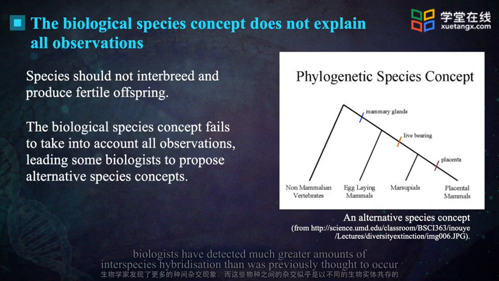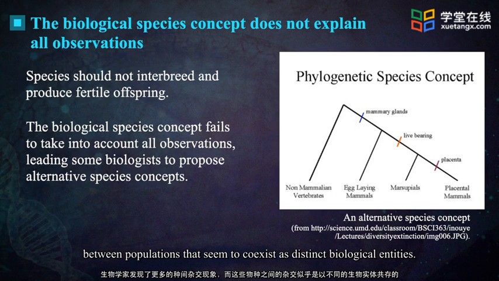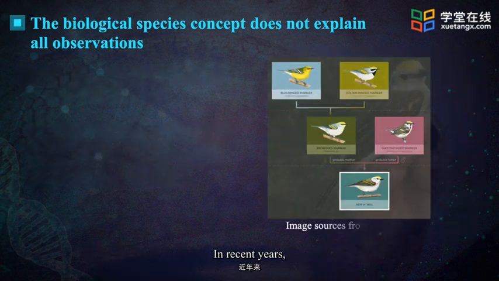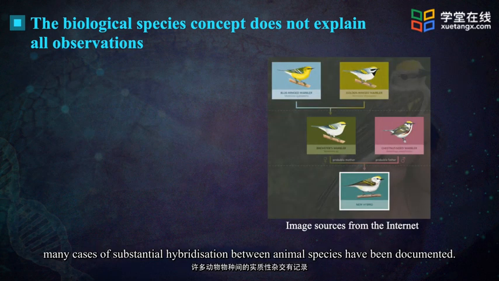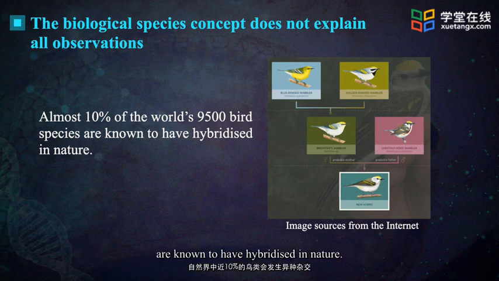By definition, under the biological species concept, species should not interbreed and produce fertile offspring. But in recent years, biologists have detected much greater amounts of interspecies hybridization than was previously thought to occur between populations that seem to coexist as distinct biological entities. In recent years, many cases of substantial hybridization between animal species have been documented. One survey indicated that almost 10% of the world's 9,500 bird species are known to have hybridized in nature.